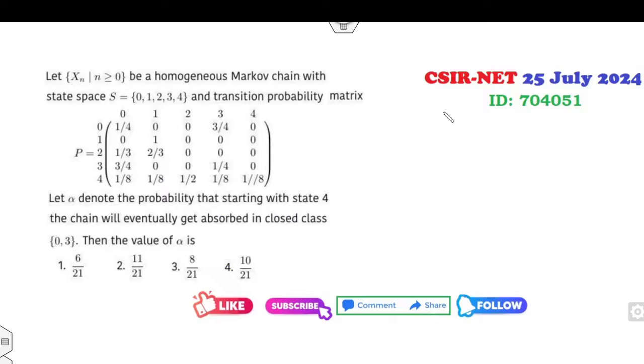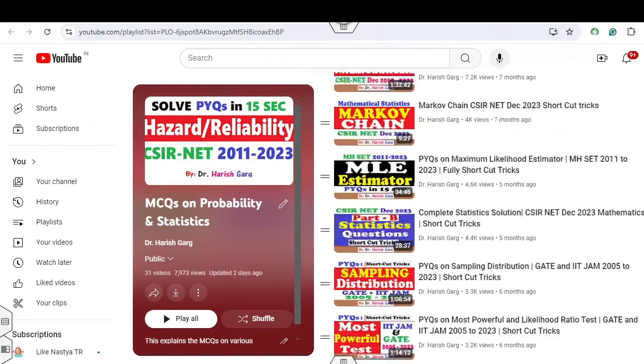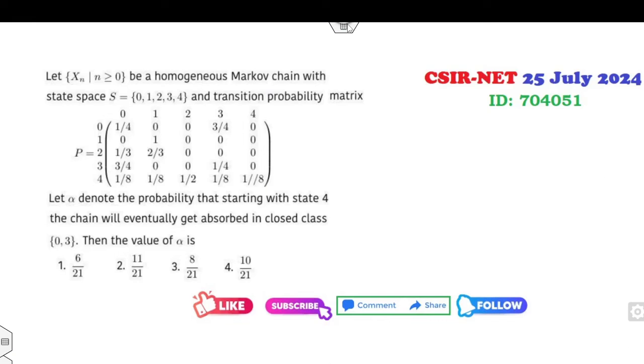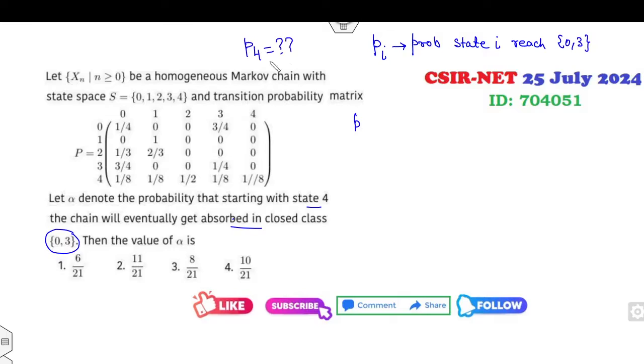Okay, this is the Markov chain, as I already explained in my earlier part. But anyhow, I will explain again because your target is to find the absorbing state. Start from state 4. So let Pi be the probability that starting from state i, you will reach the closed states 0, 3. Fine, you will reach an absorbing state. So my target is to find the value of P4. Clear? So how can you find P0?